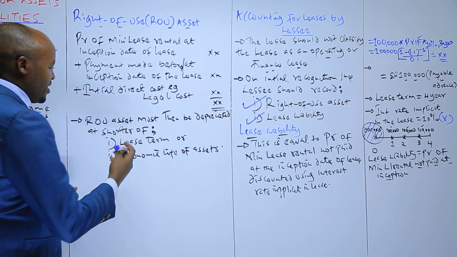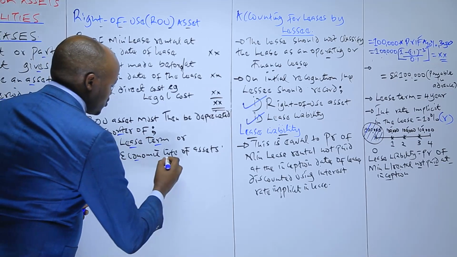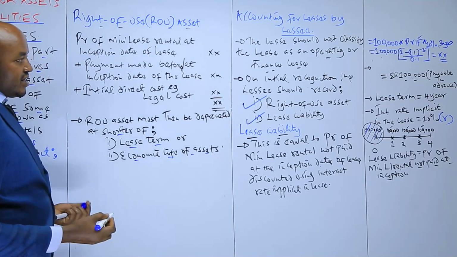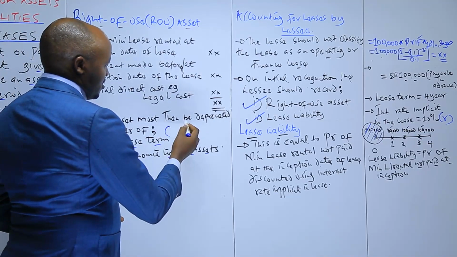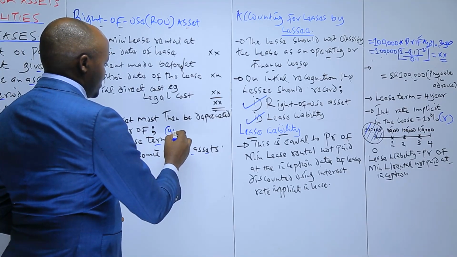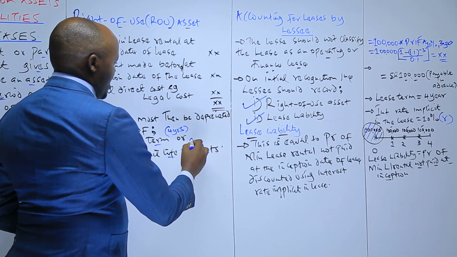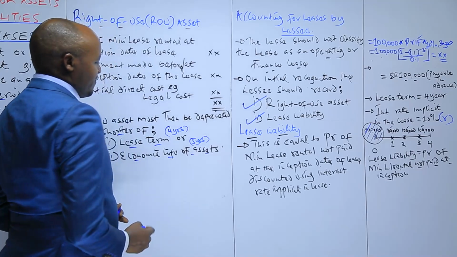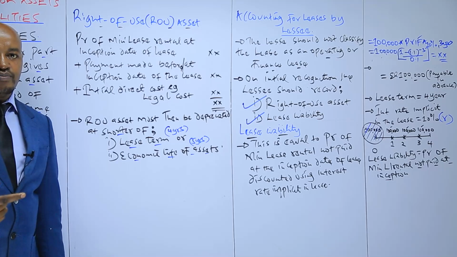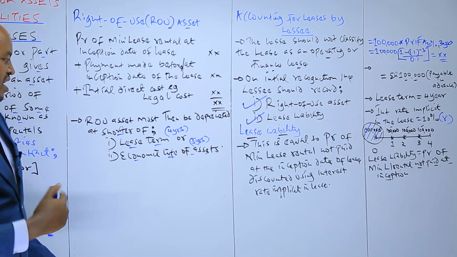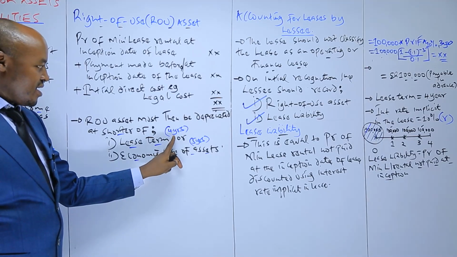At the shorter of two periods: the lease term and the economic life of the asset. Assuming you are told that the term of the lease is 4 years, and then you're told that the economic life of the asset is 5 years, you depreciate this right of use asset at the shorter of these two periods. You take the period which is shorter out of the two periods. So in our case, the shorter period is 4 years.